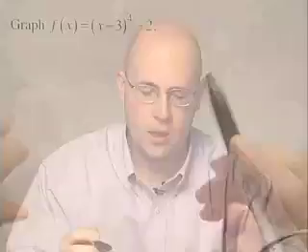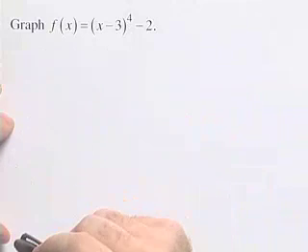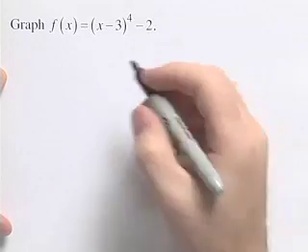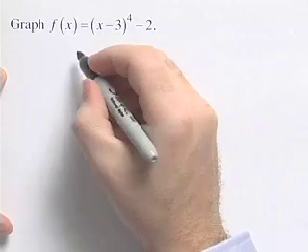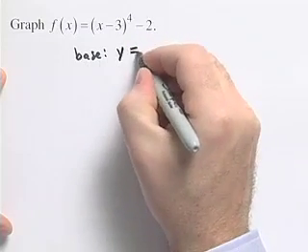In this next problem, we're going to graph a function. We're asked to graph the function f of x equals (x minus 3) to the 4th power minus 2. We're going to do that using our techniques for shifting, stretching, compressing, and reflecting. What we're going to do first is identify that our base function is y equals x to the 4th.